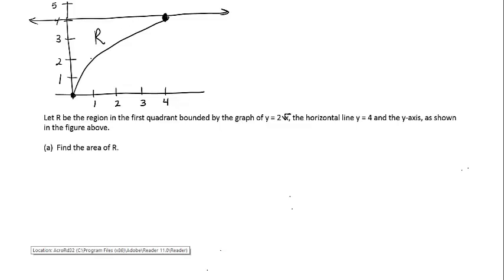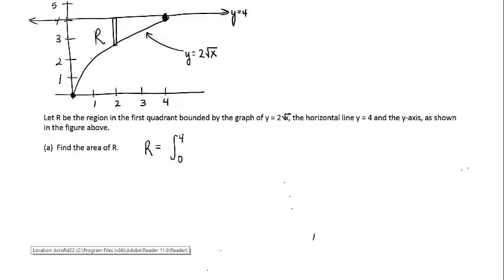Since we typically like to do dx problems, I'm going to place my rectangle so that it would be in a dx position. And we know that area between the curves is defined with an integral. In this case, this region covers the x values from 0 to 4, so my bounds will be from 0 to 4. And the two curves we're looking at are y equals 4 and y equals 2 square root of x.